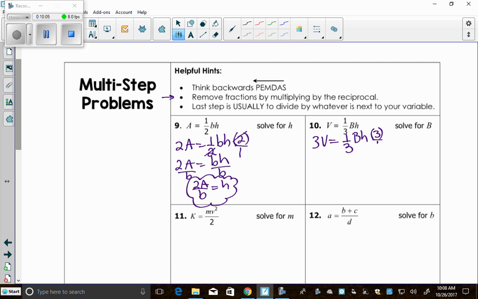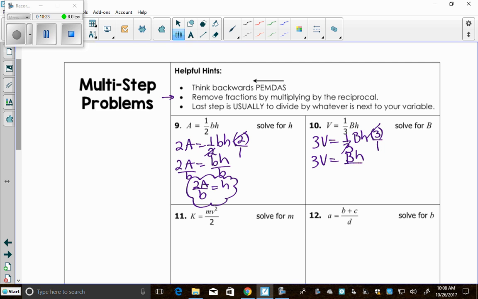And again, if you want to put the 1 underneath that 3, you may. Top and bottom, cancel. And I have 3v equals capital B H. I should have pointed this out earlier. If they use a capital letter, you use a capital letter. Don't change them to lowercase. You have to use the same variables that they used.